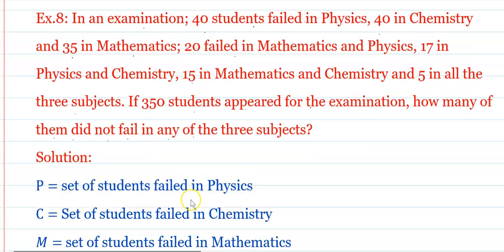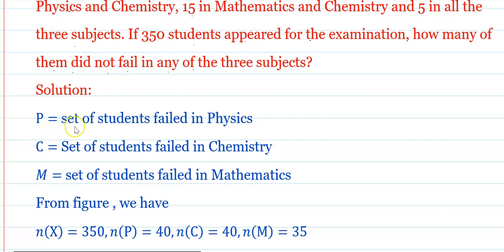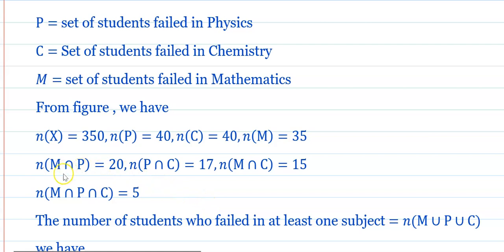Okay. Now first, P is the set of students who failed in physics, C is the set of students who failed in chemistry, and M is the set of students who failed in mathematics. Therefore, the number of elements is 350. n of P is 40, n of C is again 40, n of M is 35. Their intersections: n of maths and physics 20, physics and chemistry 17, maths and chemistry 15, and the students who failed in all these 3 subjects are 5.